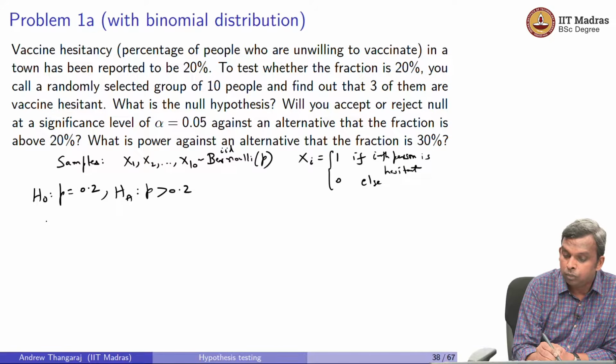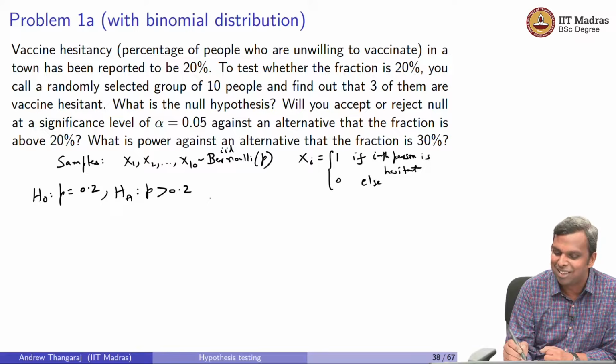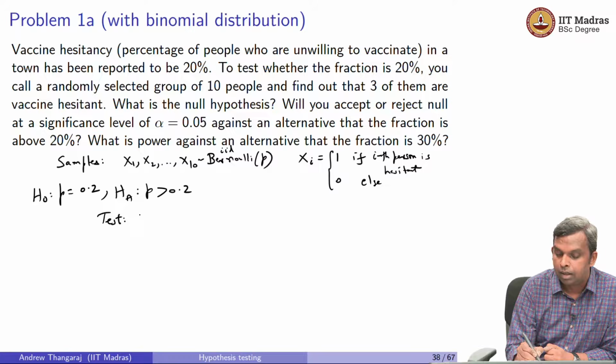So what is the test statistic? What is the test? Okay, so that's important, isn't it? So you can do the test. So maybe your test statistic is x bar, right? So your test is: reject H0 if... so sometimes it's easier to work with what I will call T.